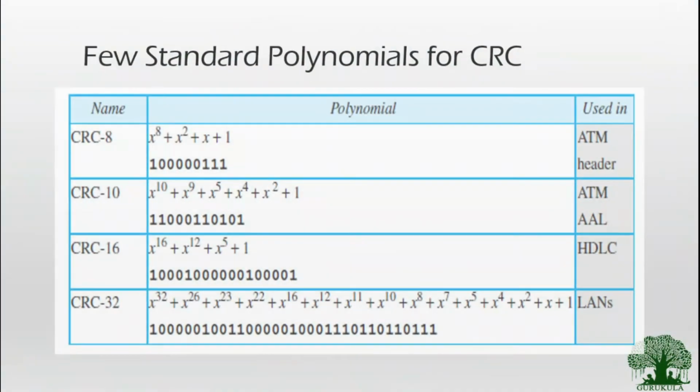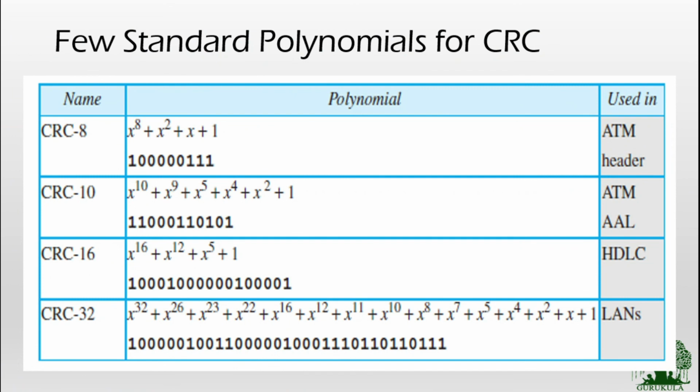We actually have different standards of CRC polynomial. If it is an 8-bit CRC, then this is the standard divisor polynomial that we will be using, and for 10-bit this will be the polynomial, for 16-bit this will be the polynomial, and for 32-bit this is the polynomial over here. And then the last column in this table represents the various application areas for the suitable CRC length.